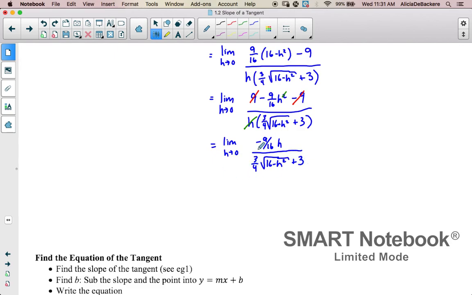And now that that h is gone from the denominator, you can plug 0 into this expression and you're not going to be divided by 0. So we're going to actually take the limit here and we're going to plug 0 in for all of those h's. So that's when my limit notation disappears, right? When I can do the substitution.